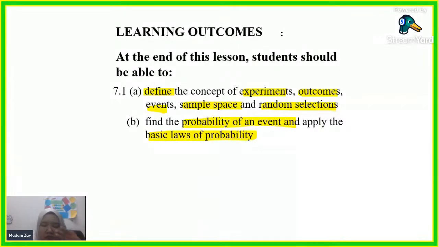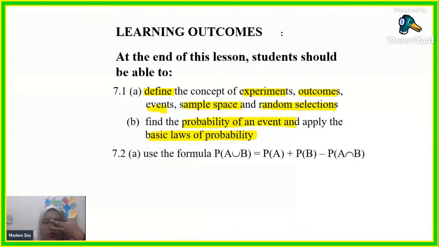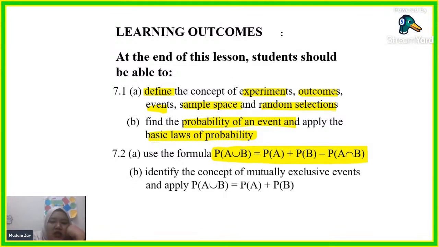That's for 7.1. And then for 7.2, we are going to use the formula of probability of A union B equals probability of A plus probability of B, and then subtract the probability of A intersect B. And then for B, identify the concept of mutually exclusive event and apply probability of A union B equals probability of A plus probability of B. This is when we have a mutually exclusive event only.